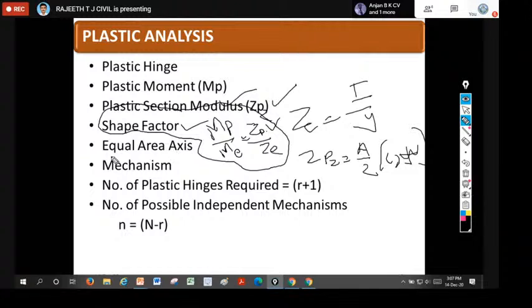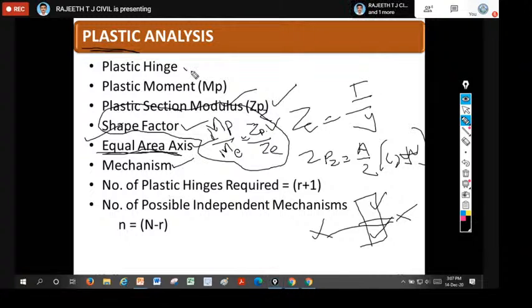Next question is, what is equal area axis? This is a new word we are seeing here, and it will be there only in plastic analysis. The axis along which the section is divided into two equal parts, that axis we call the equal area axis. Then the mechanism: after the application of the load, the plastic hinges will form and the indeterminate structure will convert to a determinate structure. That condition we call the mechanism condition.